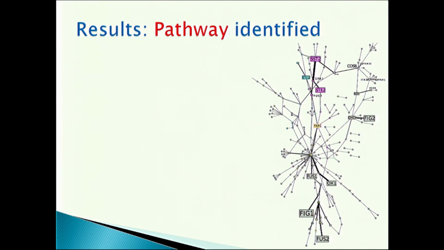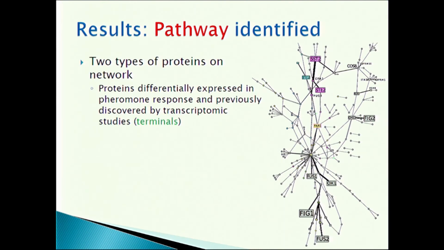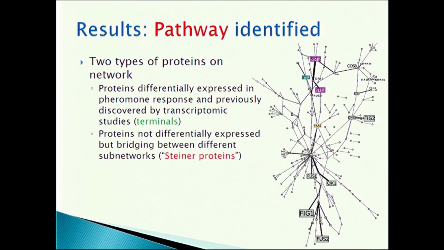And then we said, okay, there are going to be two types of proteins along this pathway. There are going to be the proteins that were differentially expressed. We gave them big prizes. So not surprisingly, they showed up in the solution. There are also going to be proteins which were not differentially expressed. We didn't give them big prizes, but they seem to be pretty centrally located and to pull big prizes together in one tree, like this Cas8, okay? I'm not sure how it's pronounced.